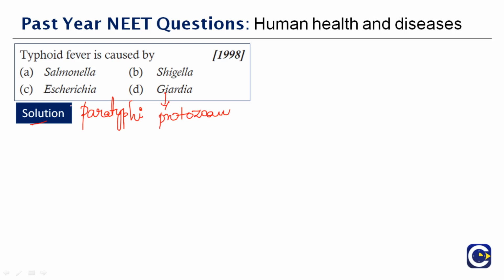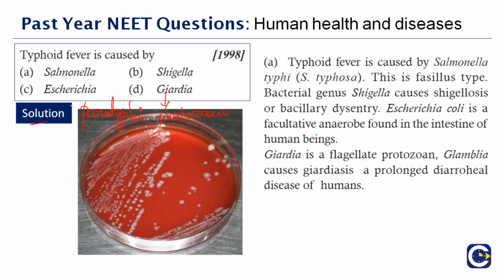The other three are bacteria. This is a protozoan. It causes giardiasis, a prolonged diarrheal disease in humans. So typhoid fever is caused by Salmonella, which is option A.